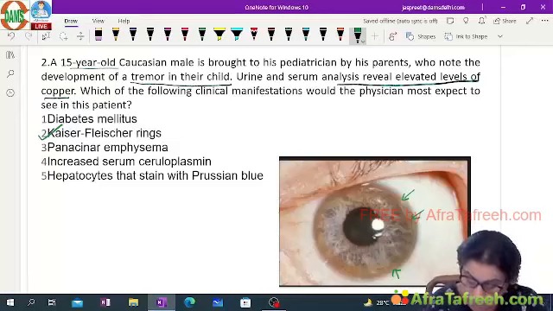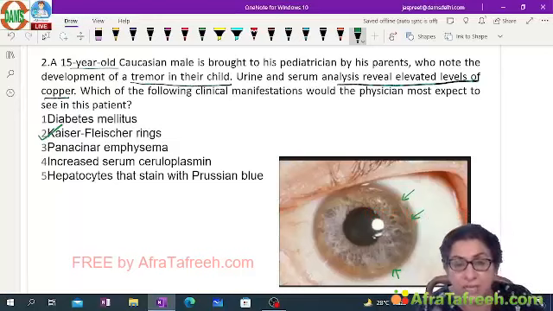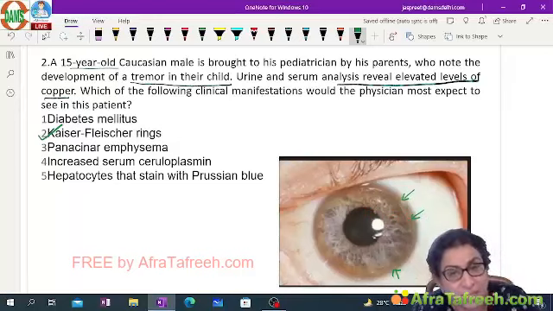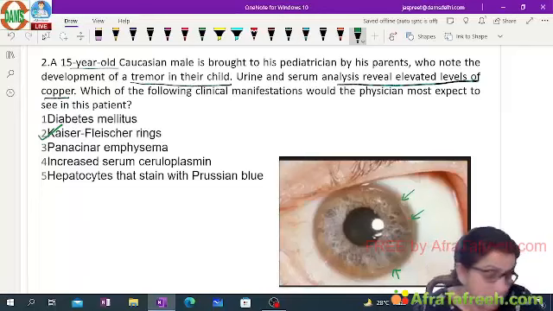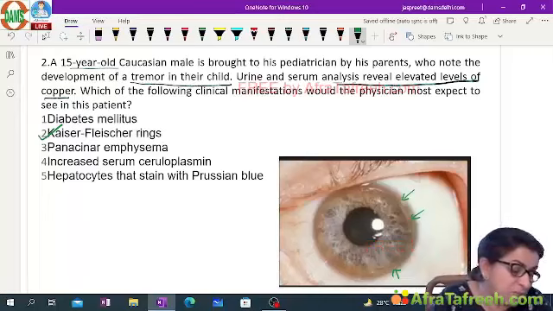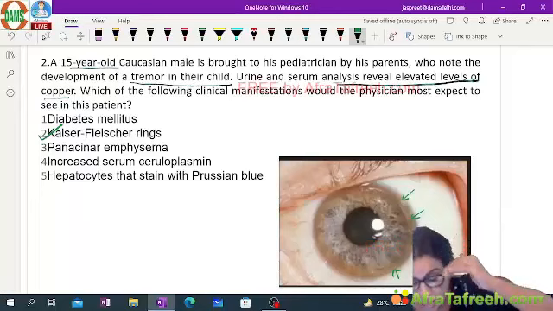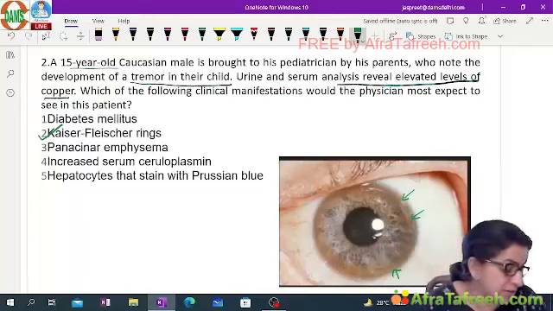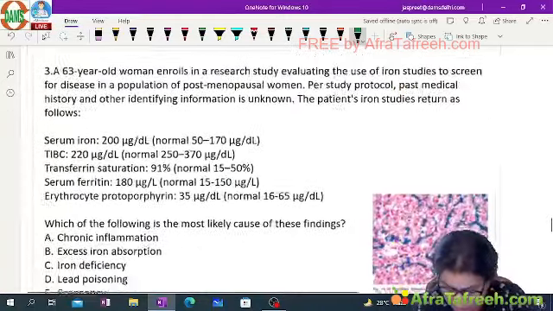Now remember, Wilson's disease patients usually present before the age of 40, and hemochromatosis patients present after the age of 40. Yes, Rishita, you are also correct. Another thing is, there is tremor also, so neurological symptoms are there. Patients with CNS involvement almost always have KF rings, these Kaiser-Fleischer rings. Now, look at this next question.